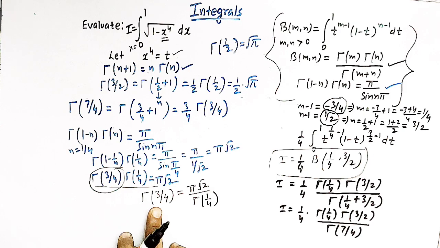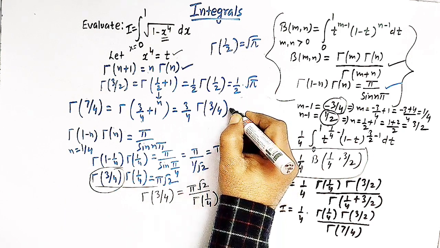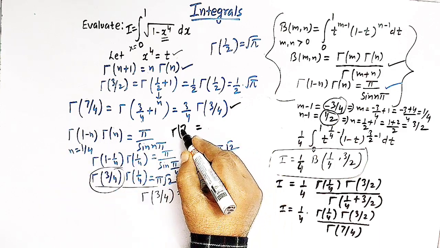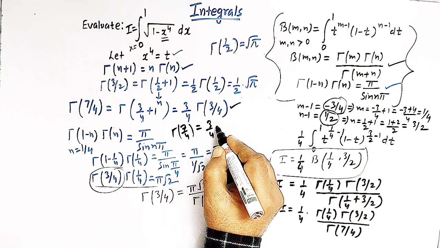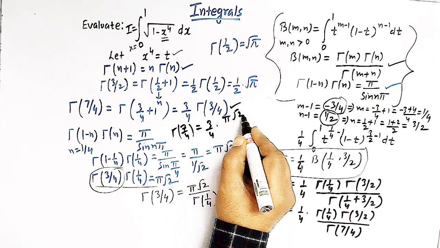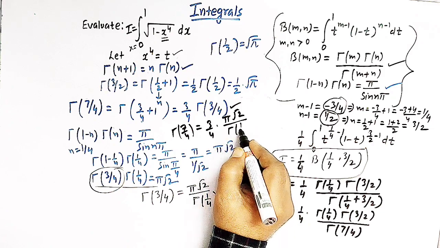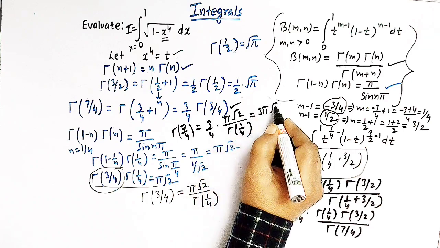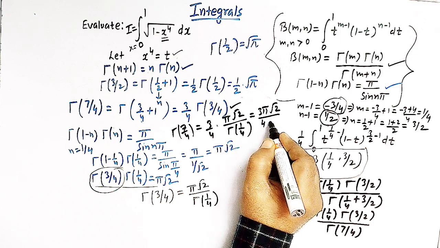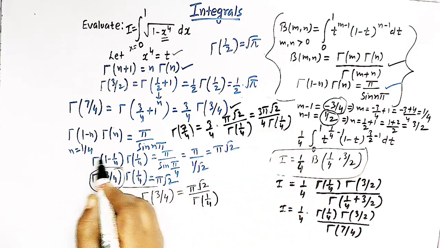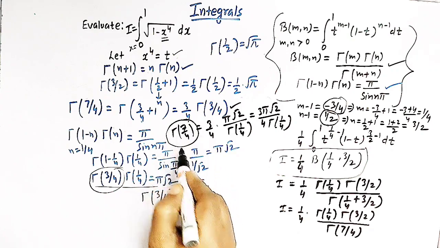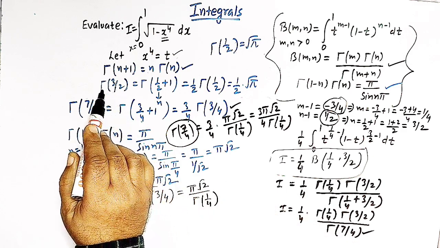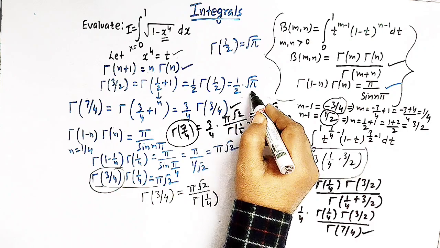So now substituting the value of gamma 3 by 4 in this relation, we have the value of gamma 7 by 4 as 3 by 4 times pi root 2 divided by gamma 1 over 4. So now we can rearrange the terms. So we have 3 pi root 2 divided by 4 times gamma 1 over 4. So now let us substitute the value of gamma 7 over 4 in this relation, and then we'll also substitute the value of gamma 3 by 2, that is half root pi.